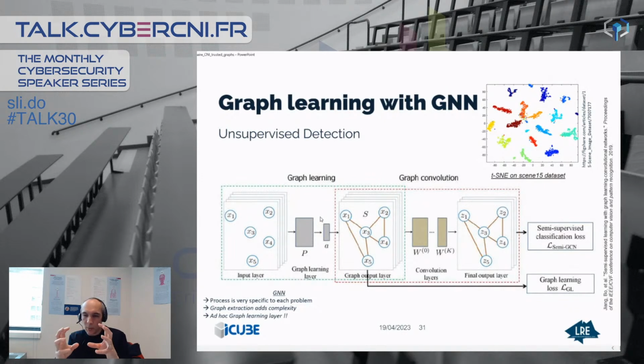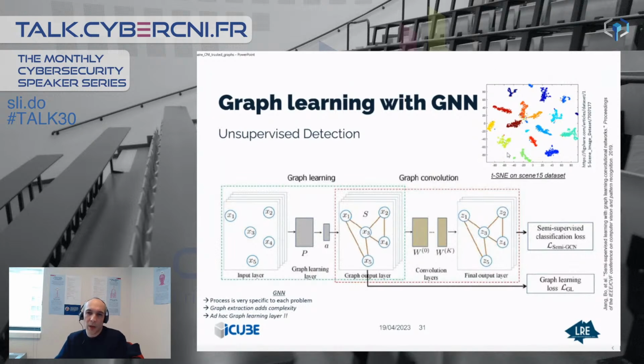So graph learning involves two issues: both the creation of the graph itself from the different network traces, and the enrichment of the graph with embeddings, attack patterns, and network patterns. This gives us a graph output layer, and through a convolution layer we can get a graph output, which enables supervised and semi-supervised detection.